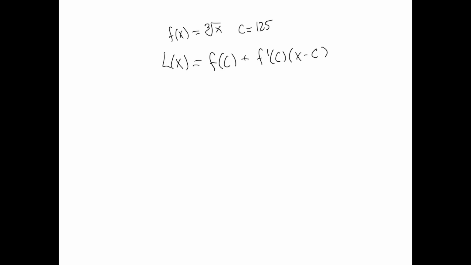Here we are given f of x is equal to the cube root of x, and we want to find the equation of the tangent line when x is 125. I'm going to use c here so it's easier for us to use the following formula: L of x is equal to f of c plus f prime of c multiplied by x minus c.